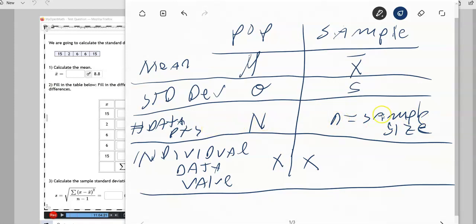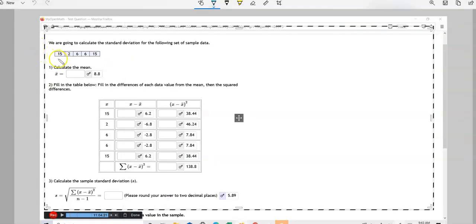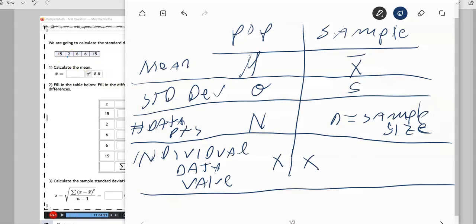In other words, another data point count is n regardless, big N, small n. Each individual data value, regardless of whether it's population or sample, is x. So 15 is an x value. 2 is an x value. 6 is an x value. 6 is an x value, and 15 is an x value.